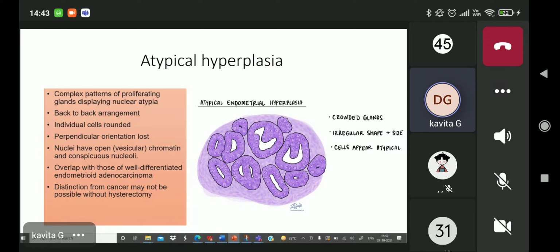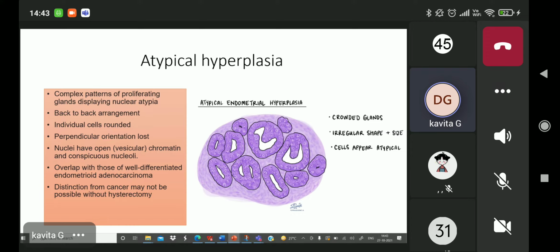So you can't distinguish it from a frank malignancy without a hysterectomy. So if you are reporting atypical hyperplasia, that means the next step is the uterus is going to come out, because this may just be a focus. When you section the rest of the uterus, you may have frank invasion of such glands, which would be malignant. So you have to rule that out.